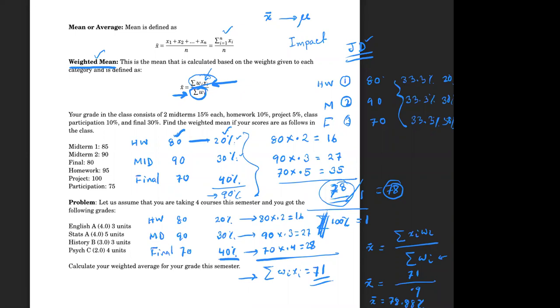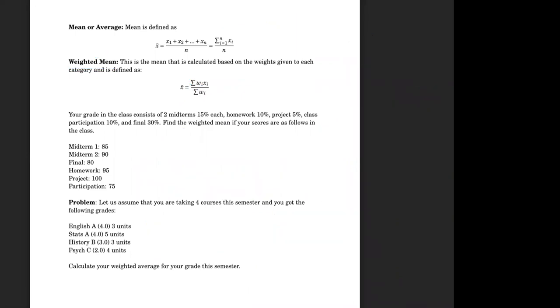So let's go ahead and do it again in another way. Homework, you got 80 out of 100, let's say, and it is 20% of your grade. Midterm, you got 90 out of 100 and it's 30% of your grade. And final, you got 70 and let's say it is 70% of your grade. I just made it up.